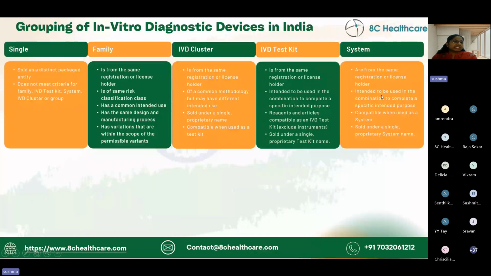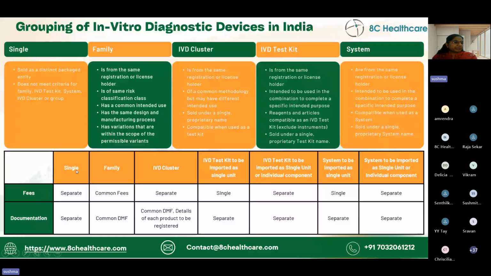For single, again, as we discussed, separate documentation and separate fees will be submitted. For family, since you're putting all of them together, a common fee for all the devices together, a single fee will be paid, and a common device master file will be submitted for all the devices. For IVD cluster, you will have to pay separate fees for each of the devices that are put together, however, a common device master file can be prepared for the devices.